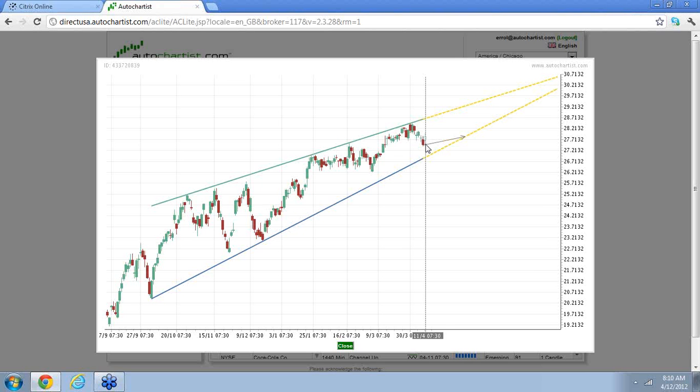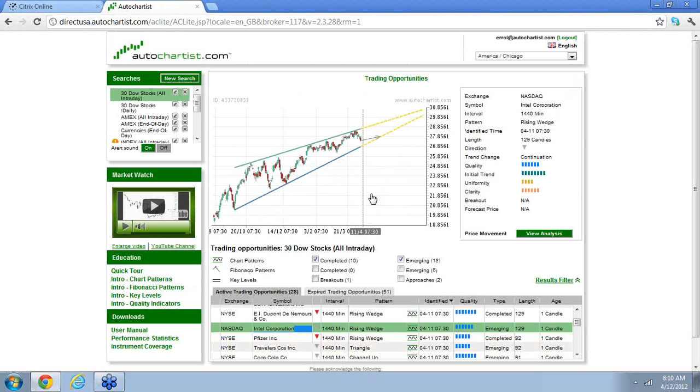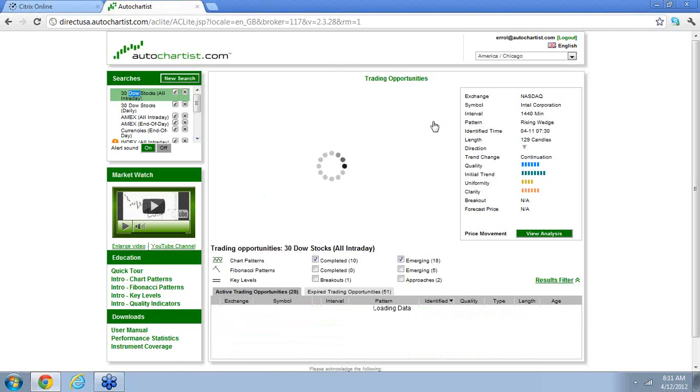So in this case, I don't expect it to bounce off support, but I expect it to feel some kind of selling pressure and eventually take out the support line. So not only do I want to know the bias of the market based on the big index, I want to find stocks that are trading in the same direction as that bias. I want to find a chart pattern that puts me in a position to take advantage of that bias.